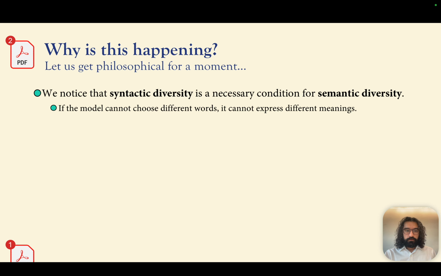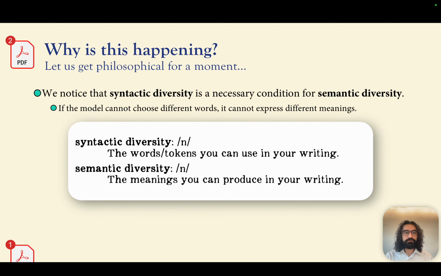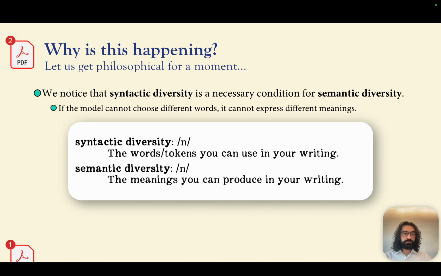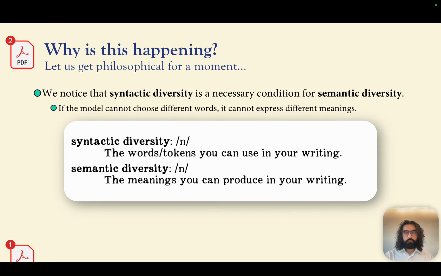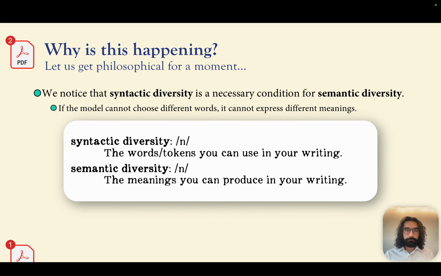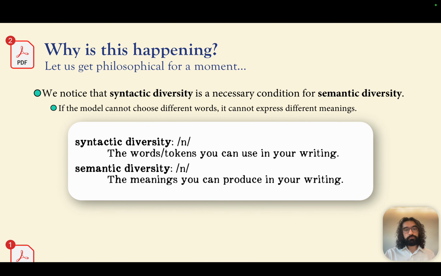So something is going on, and this is where we get a little bit philosophical. Let's think about it. We notice that syntactic diversity is a necessary condition for semantic diversity. By syntactic diversity, I mean the words and tokens that the model can choose, and semantic diversity is the meanings that it can produce. Essentially, if you just give me the word hello, I cannot produce a meaning that means goodbye. I should have access to all the words in the dictionary so I can generate all kinds of meanings.